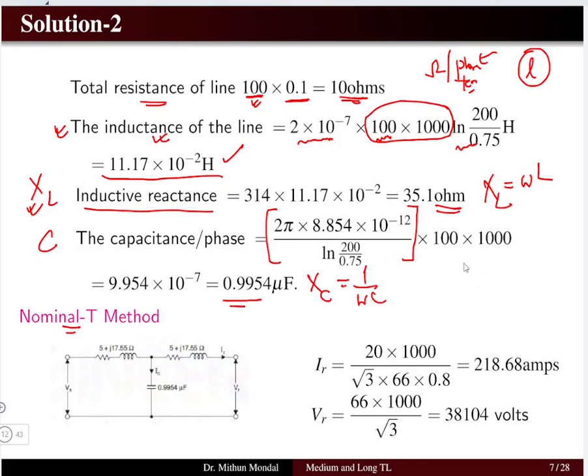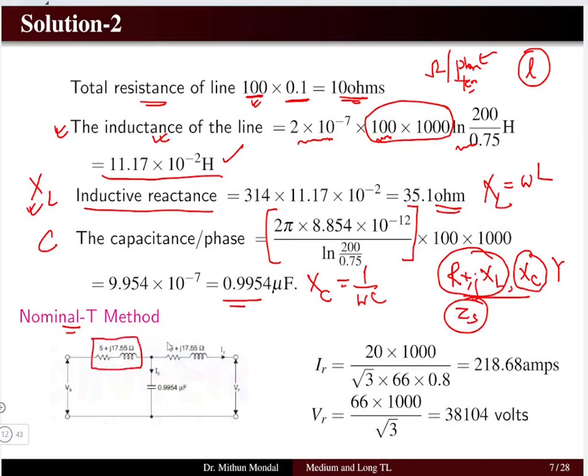Then we will have the resistance, inductive reactance and capacitive reactance XC. XC will be the shunt parameter, that is Y, and R and XL combine together as R plus jXL to give the series impedance parameter. So in the nominal T method, we will have the Z by 2 component on each side, and on the shunt branch we will have the capacitor, right?